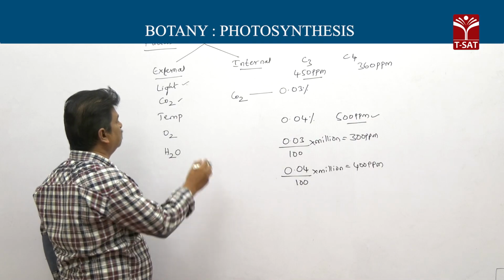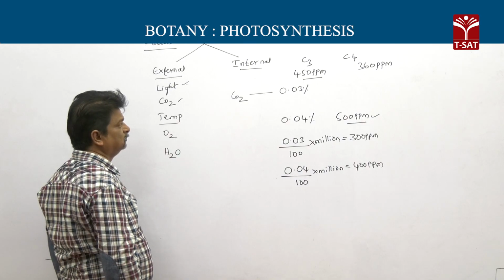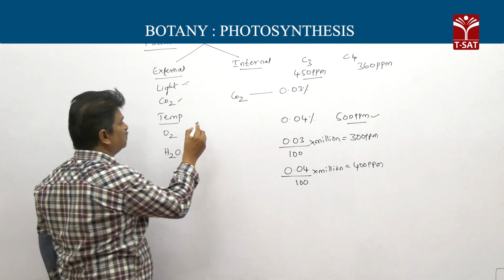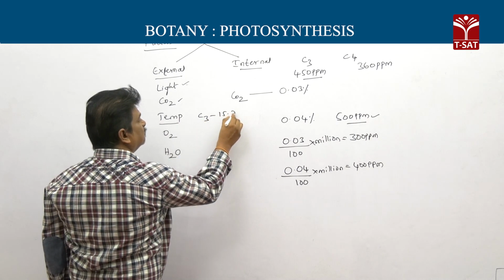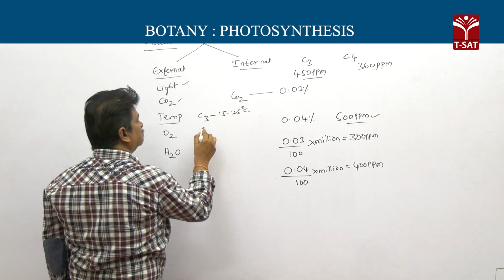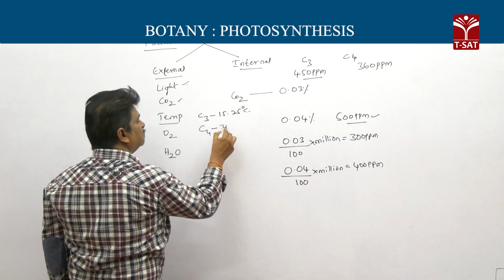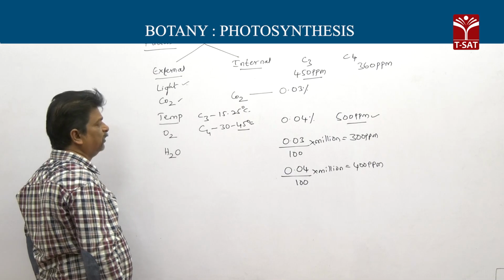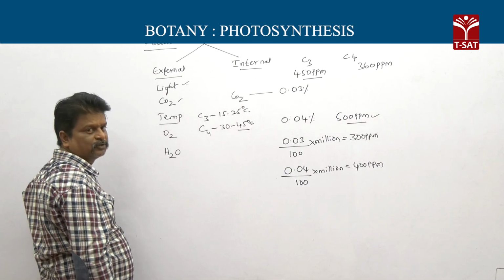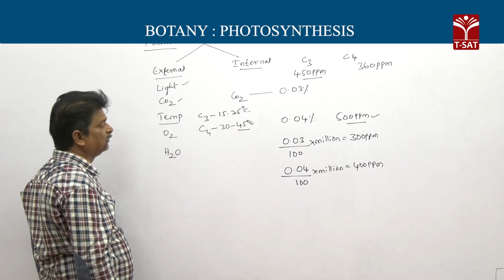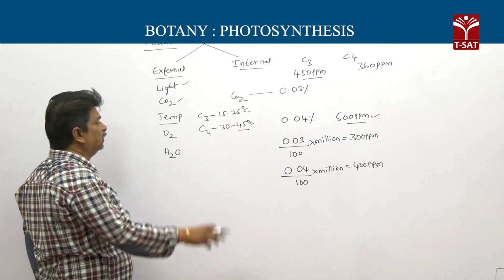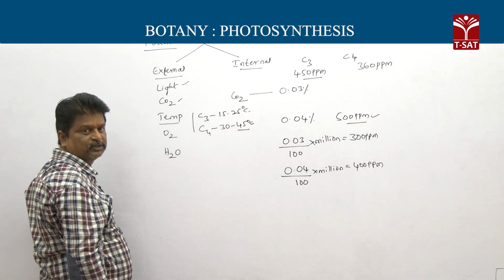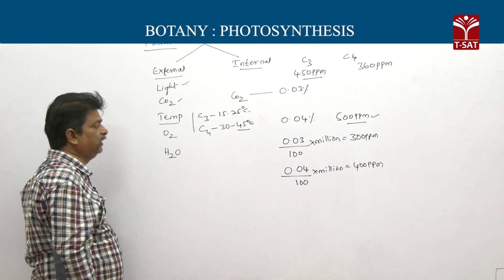Then the next one is temperature. Here the optimum temperature for C3 plants is 15 to 25 degrees. For C4 plants it is 30 to 40 or 45 degrees. So, compared to C3, C4 plants carry out photosynthesis even at 45 degrees. These are optimum temperatures, but the photosynthetic rate is decreased at low and high temperature.